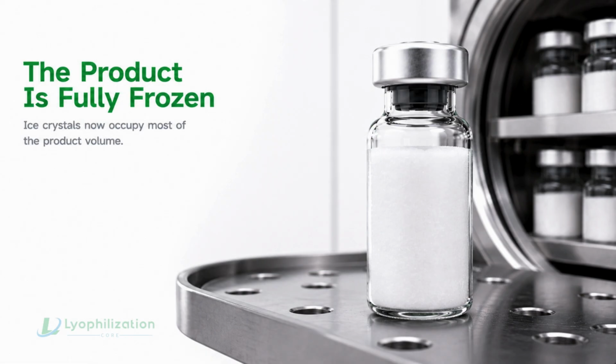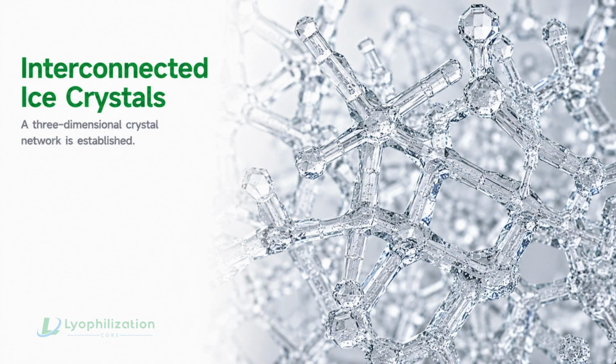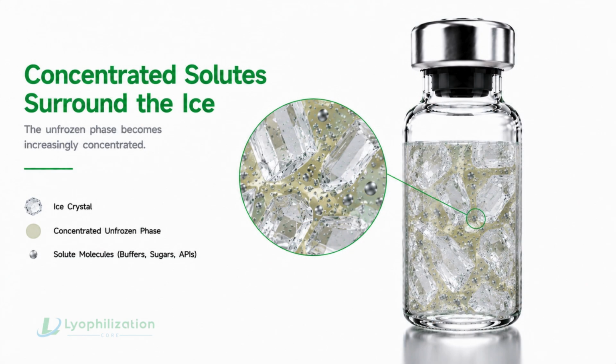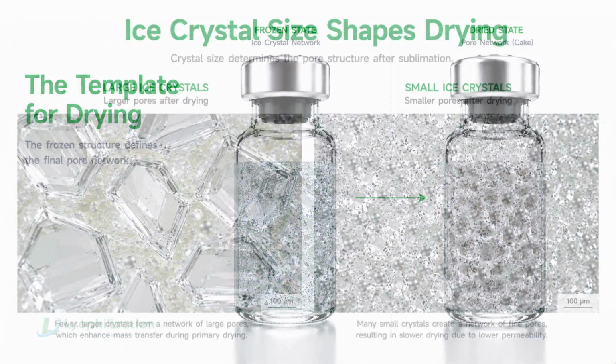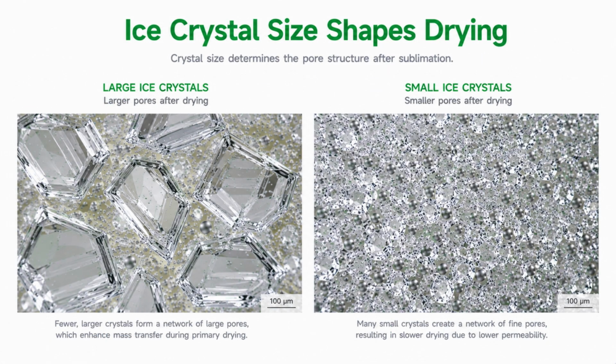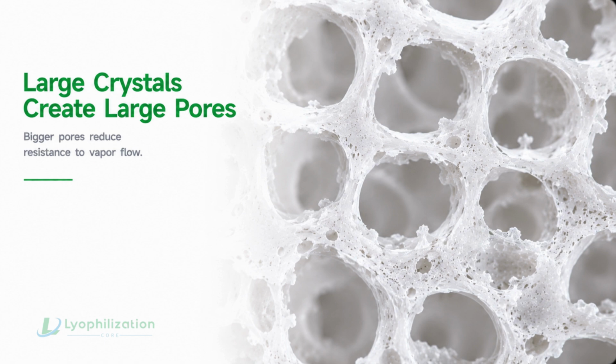By the end of freezing, the product has developed a complex internal structure consisting of interconnected ice crystals surrounded by concentrated solutes. This frozen architecture serves as the template for the porous structure that will remain after sublimation during primary drying. The size of the ice crystals formed during freezing has a significant influence on the drying process.